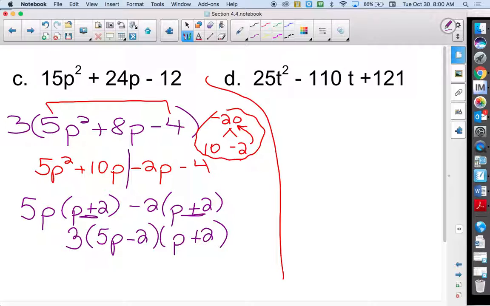And then the last one on here, we have 25t squared minus 110t plus 121. So first question, is there a GCF? Got some pretty big numbers here, 25, 110, 121. Is there a GCF with those numbers? I don't think so. Especially with the 121. It would be nice if it was 120, but it's 121. So Brandon, if there's not a GCF, what else is going on with these numbers?